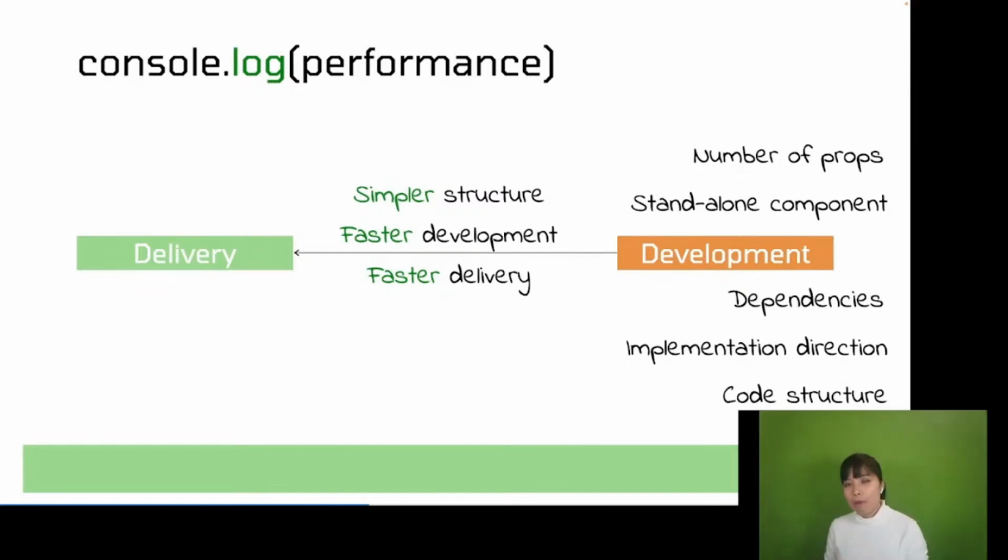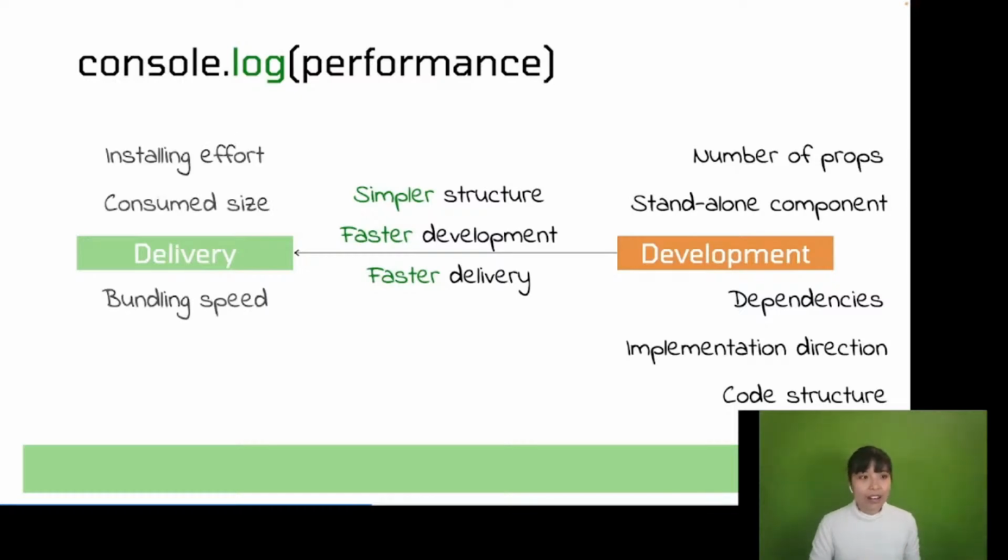The next developer comes on board, they will be able to pick up this development and continue from there, so that we will have faster delivery, because faster development means faster delivery, and users can have the new version and bug fixes much faster. And that also includes bundling speed. If you write the component correctly, you also save on bundling speed, bundle size, and installing effort, and so on. All of them are very, very related to each other.